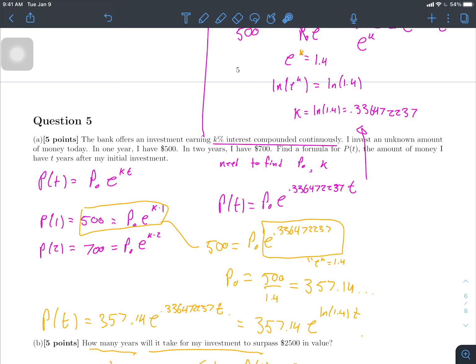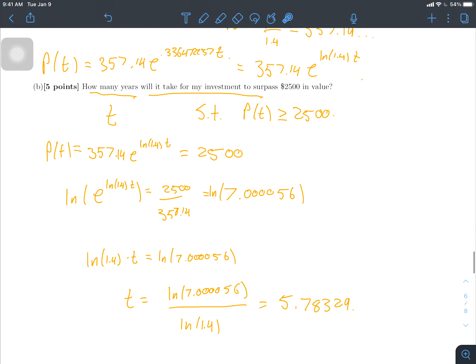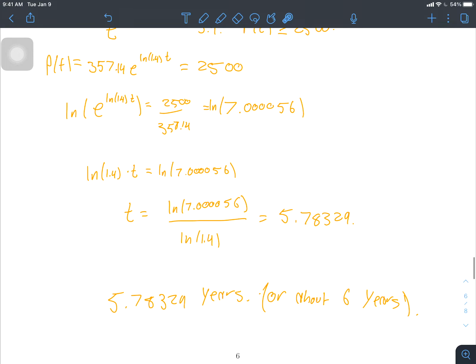So if I was using annual interest, I would probably round this up to 6. But since I'm using continuous interest, I'm actually going to have that amount after this amount of time, right? So, a bit of hair splitting here, but I would accept 5.78, or I'd also accept 6 years. That would be fine.